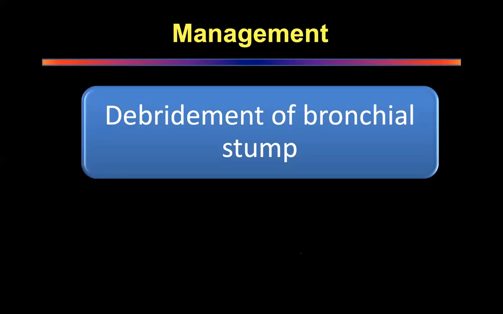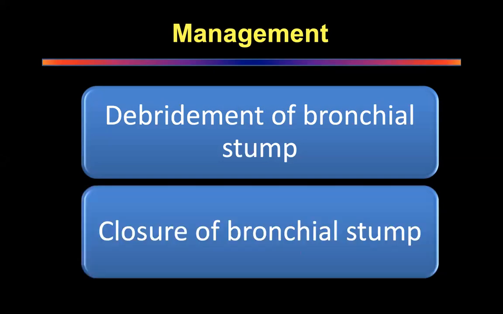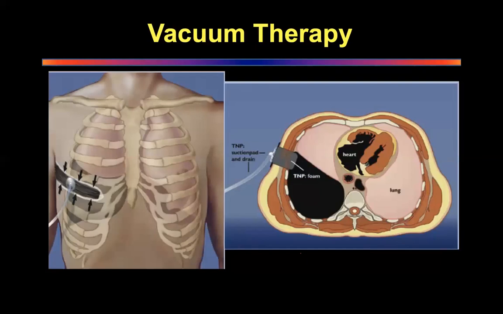So the thing that you do is you go in there later on with surgery, and you might have to debride the bronchial stump. You might have to close the bronchial stump, and you might have to fill in the space with good muscle flap or omental flap. And I'll show you that in a minute.